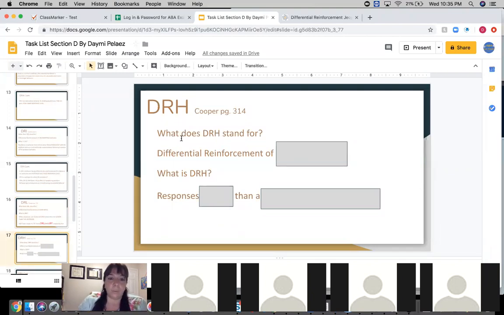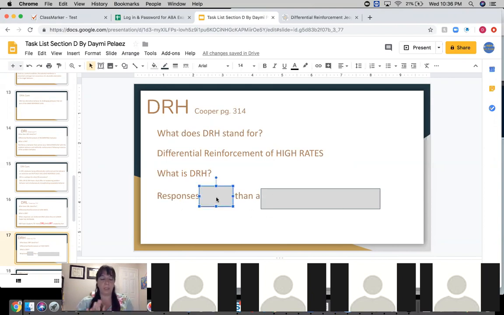All right, so what does DRH stand for? Differential reinforcement of high rate behavior. Great. And what is DRH? I have here responses blank, then a blank. But if you want to explain it in your own words, that's perfectly fine. And it's just like what you said, it's the opposite of DRL, where in DRL you're trying to lower the behavior. Alternatively, in DRH, you're trying to increase the rates of that behavior.